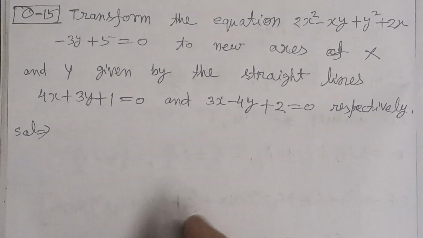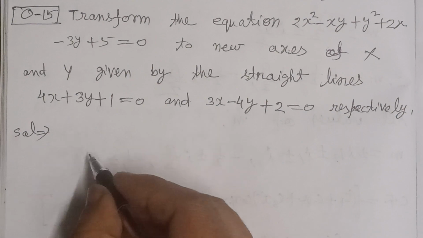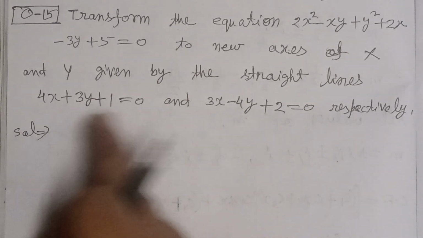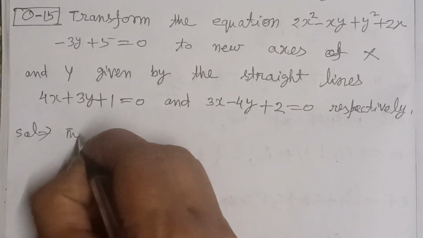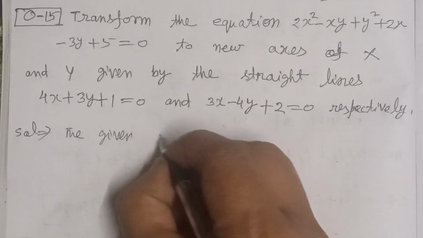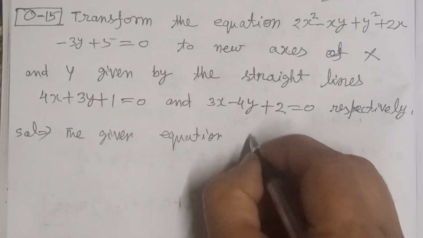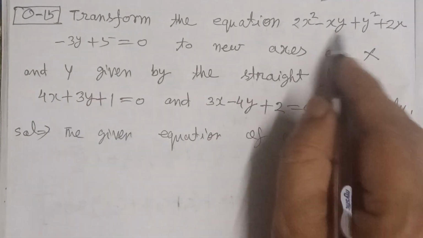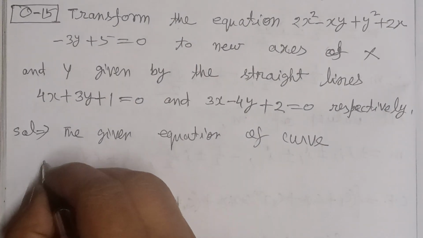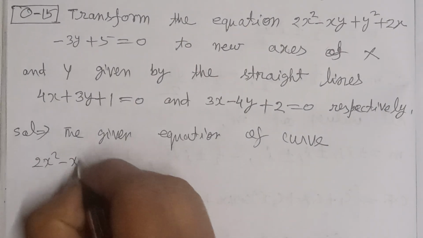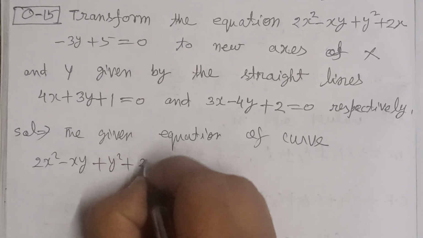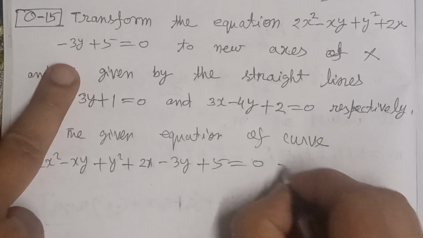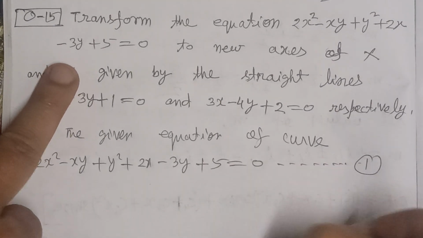First of all, I write the given equation of curve which we have to transform in new coordinate system. So I write in our solution 2x square minus xy plus y square plus 2x minus 3y plus 5 is equal to 0. I write it as equation number 1.